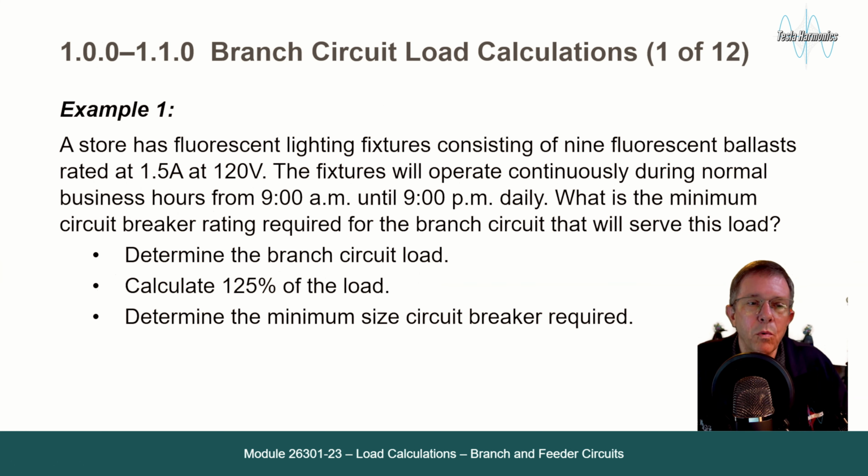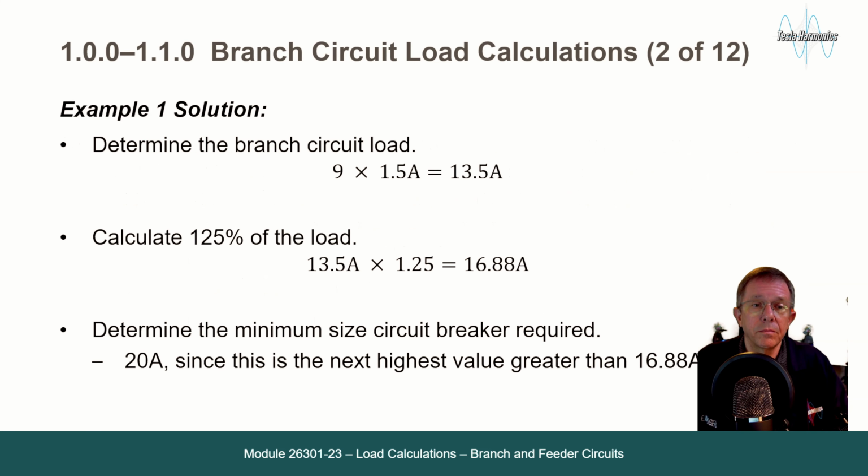Okay everyone, example 1. A store has fluorescent lighting fixtures consisting of 9 fluorescent ballasts rated at 1.5 amps at 120 volts. The fixtures will operate continuously during normal business hours from 9 a.m. until 9 p.m. daily. What is the minimum circuit breaker rating required for the branch circuit that will serve this load? We will determine the branch circuit load, then calculate 125% of the load because it's continuous, and determine the minimum size circuit breaker required.